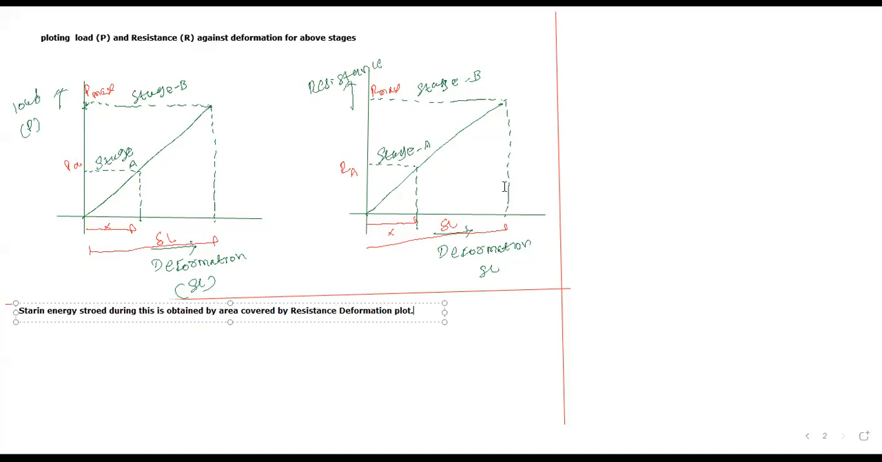Now just tell me, whenever we are going to apply load, your body will deform, yes or no? So this is nothing but the deformation taken place. So how much work was done? That is nothing but you have to consider the area under the deformation and load, and the area under the deformation and resistance, to calculate strain energy. So, energy stored at the end of stage A.